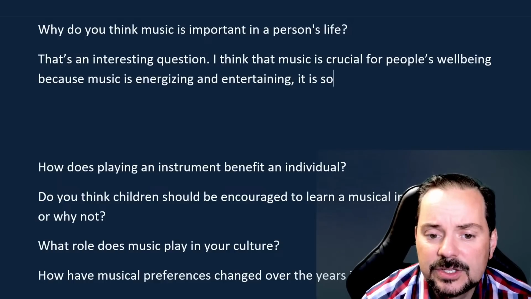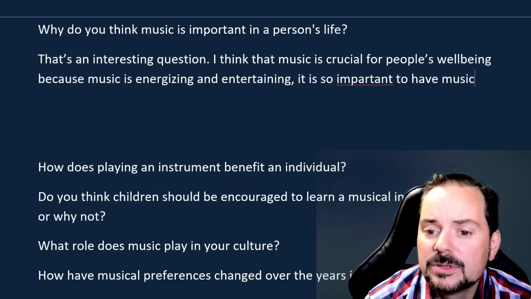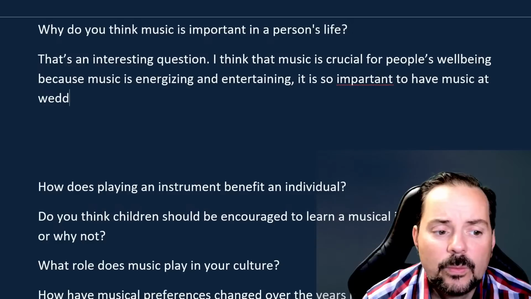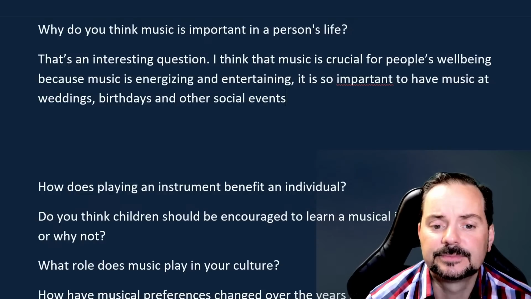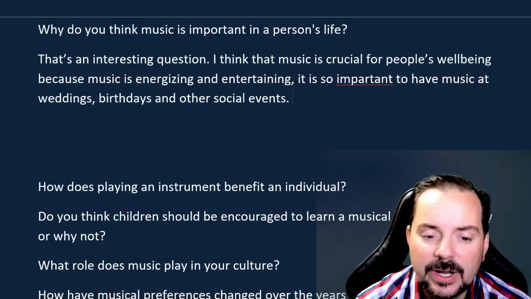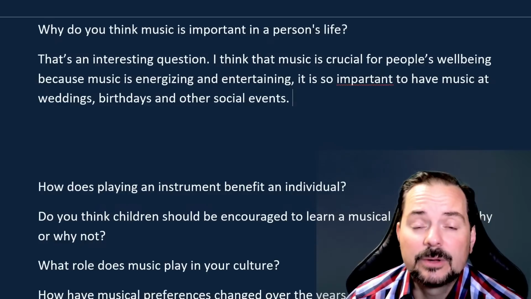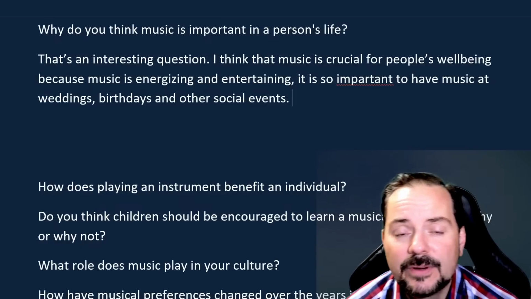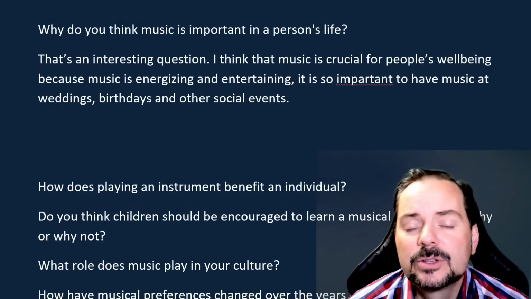It is so important to have music at weddings, birthdays, and other social events. Okay. All right. So keep it simple, right? Where do you listen to music? Well, you listen to it when you're out dancing with friends, having a good time, a fun time, at a birthday, at a wedding, right? So music is super important.